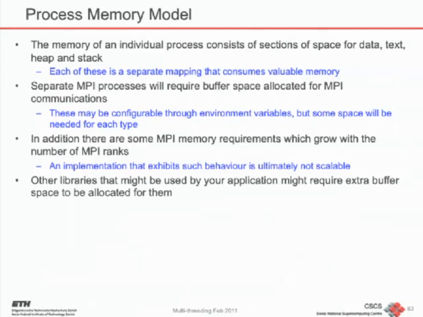Also, almost all implementations have some problems with scalability in the MPI implementation, in that an increasing number of ranks does cause a growth in the amount of memory that's required. Most implementations put reducing that as a high priority, but it's still there. And there are other libraries that may also require extra memory. So if you can get rid of all these things, then you can bring down the amount of memory you require.